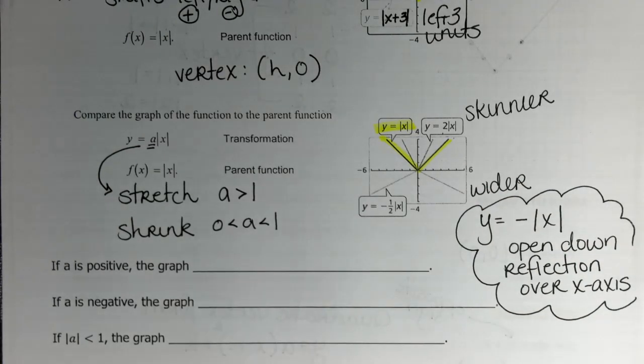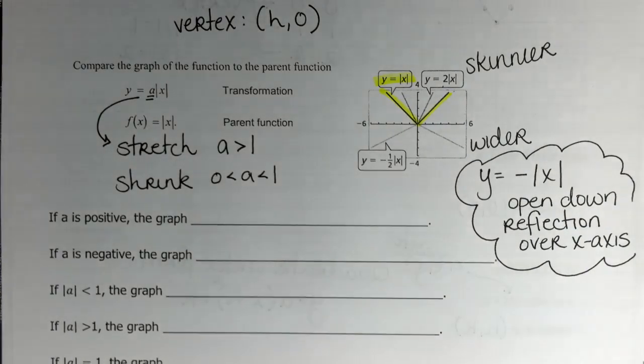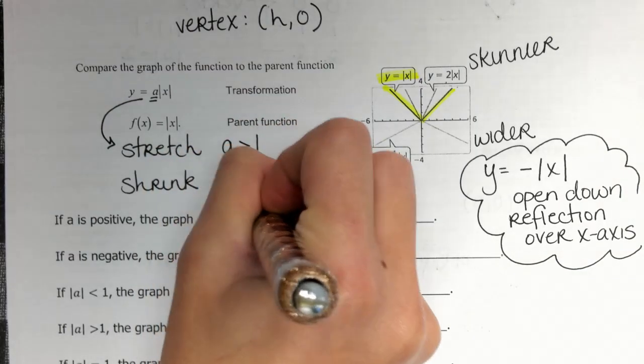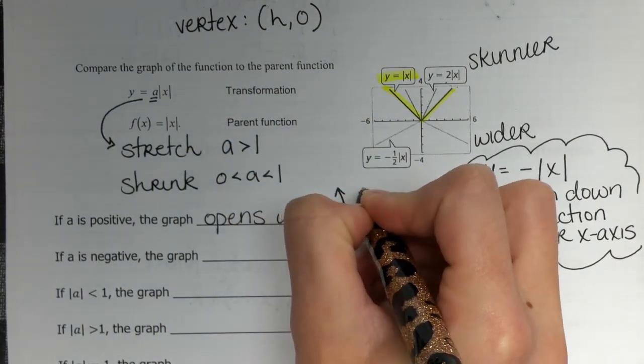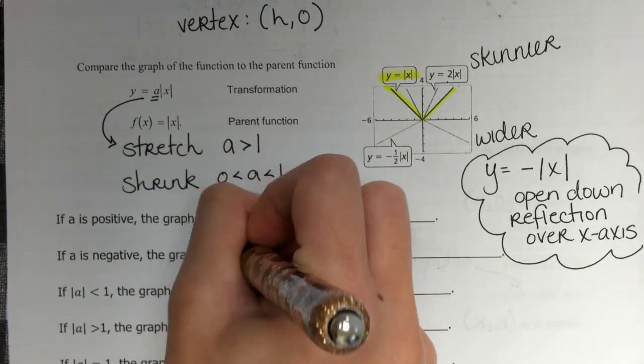All right, so we're going to sum that all up and write it again just so you get it down, because these transformations we're going to use to build our table. So if A is positive, the number in front of your absolute value bars, the graph opens up, and it will have a normal looking V. If A is negative, anytime I have a negative in front of those bars, where is it going to open? It opens down.